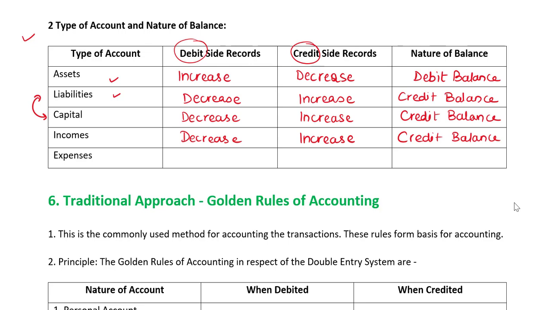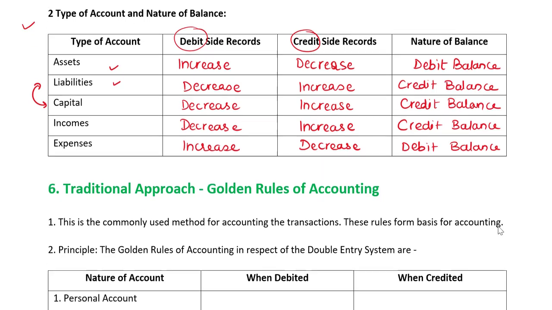And at last, we'll see the expenses part. The nature of expenses is debit. That means what? In case of increase in the expense, it is to be debited. In case of decrease in the expense, it is to be credited. I believe all of you are clear with this.